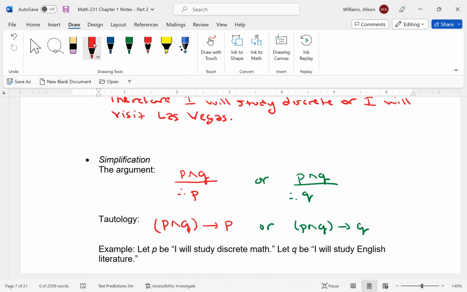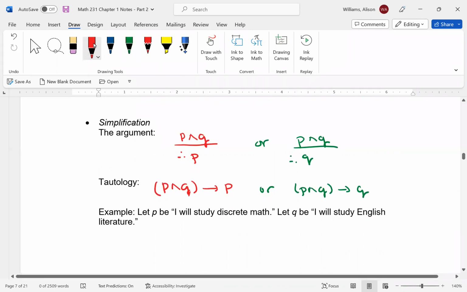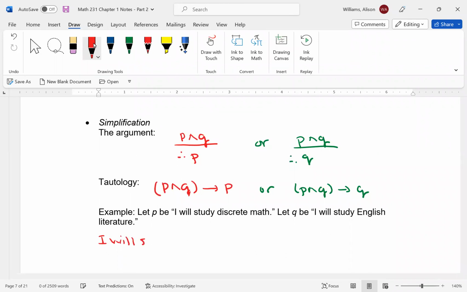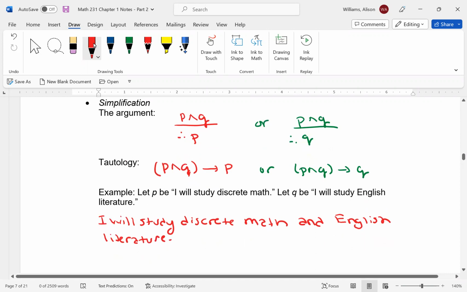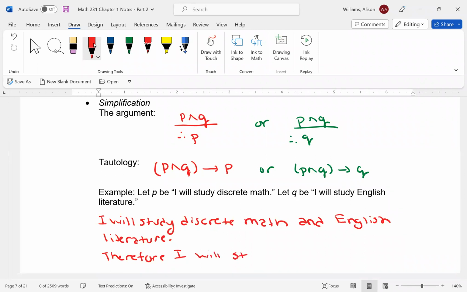Okay. So let P be, I will study discrete math. Let Q be, I will study English literature. Okay. So my premise is I will study discrete math and English literature. I'm going to cheat there and use the English language to not write the full sentence. Therefore, I will study discrete math. I've definitely accomplished that task, because I said both of them were going to happen. Kind of like a big duh. All right.